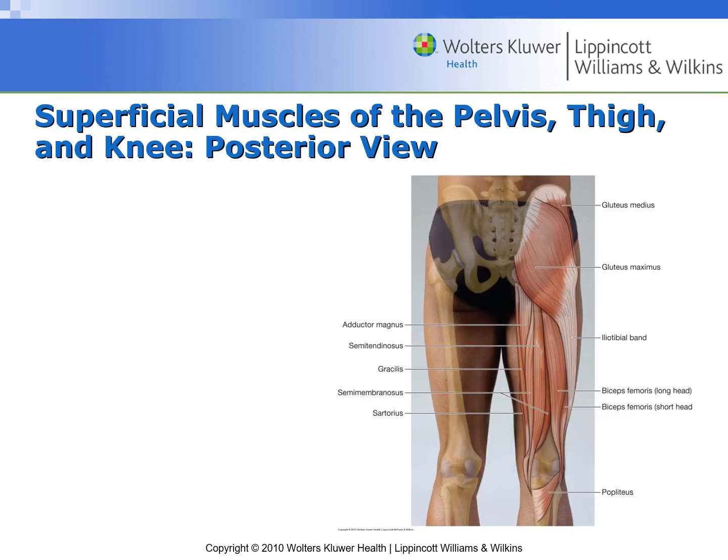And here we have the superficial muscles of the pelvis, thigh, and knee from a posterior view. Beginning from the left-hand side most superiorly, we can see the adductor magnus. We can also see the semitendinosus, the gracilis, the semimembranosus, and the sartorius. And from the right-hand side, beginning most superiorly, we see the gluteus medius, the gluteus maximus, the iliotibial band, the biceps femoris long head, the biceps femoris short head, and the popliteus.